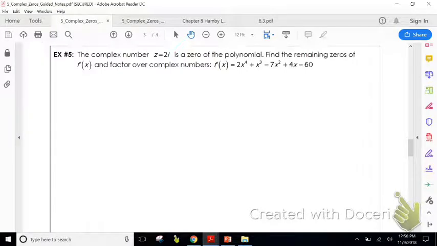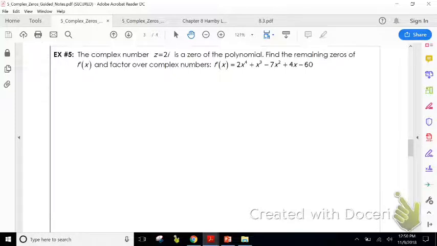So example 5 says the complex number, I'm not sure why they put a z, just change it to an x. The complex number x equals 2i is a zero of the polynomial. Find the remaining zeros of f of x and factor it over the complex numbers. This is easy. We know what to do.